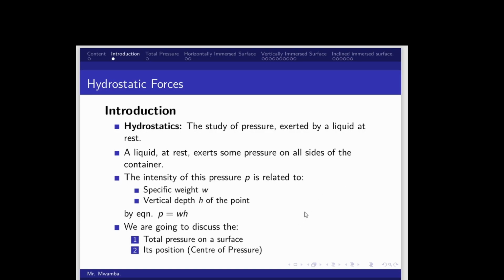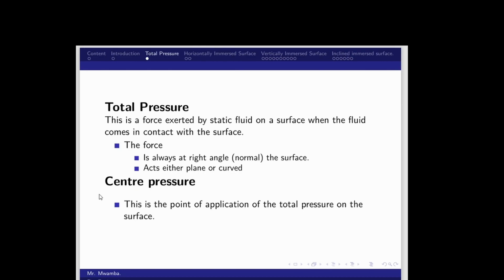So in our discussion, we'll be looking at two things. First of all, we'll look at the total pressure on a surface, the amount of pressure that a liquid exerts on an immersed surface. And then we'll look at the pressure position, or the point at which this pressure acts on a particular surface. We'll look at the total pressure and the center of pressure. The center of pressure is the point at which a liquid acts on a solid surface that is immersed in a liquid.